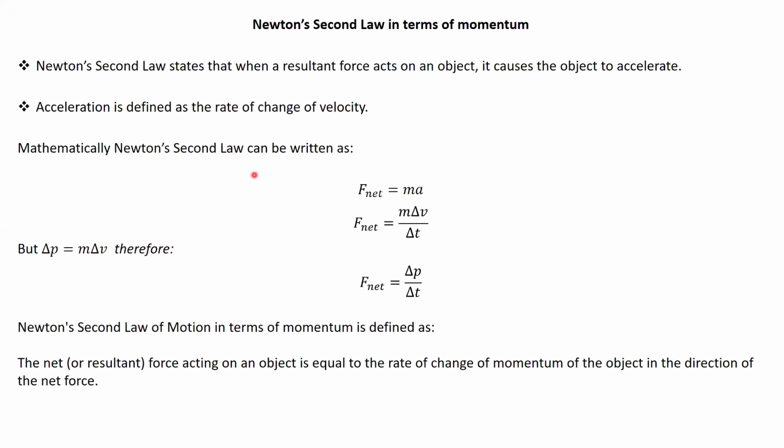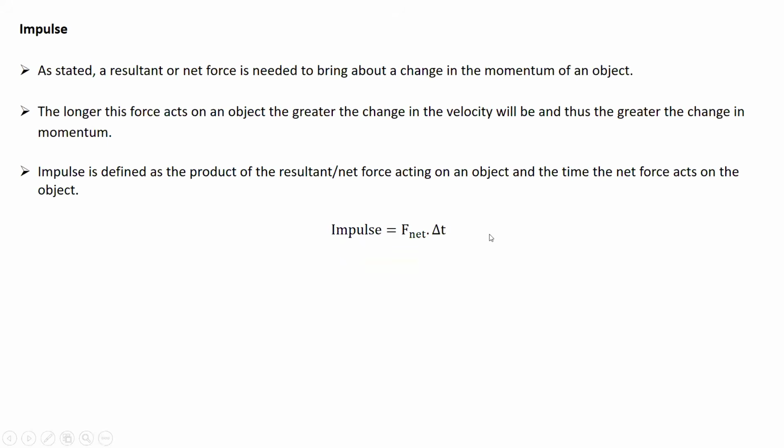This formula, and we'll speak about it when I talk about motor vehicle safety, seat belts, airbags. This formula here is very important: F net equals delta P over delta T. Super, super important. Keep that in mind. It's useful when we do questions.